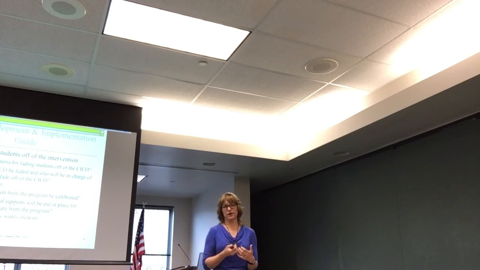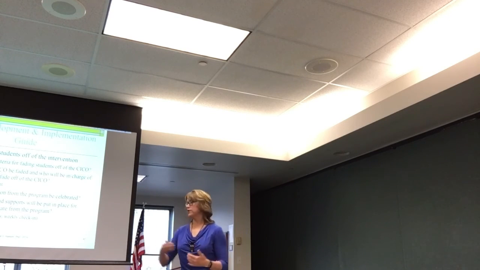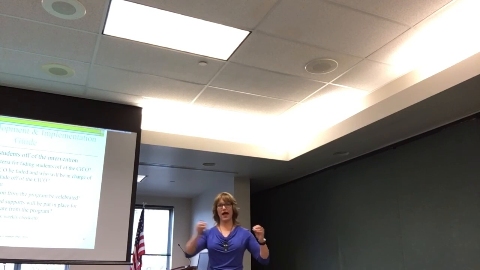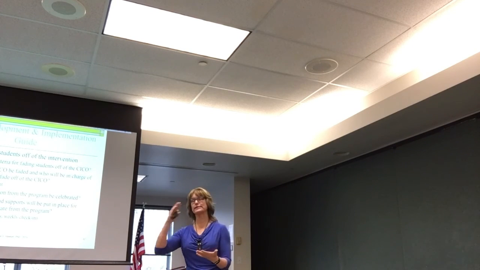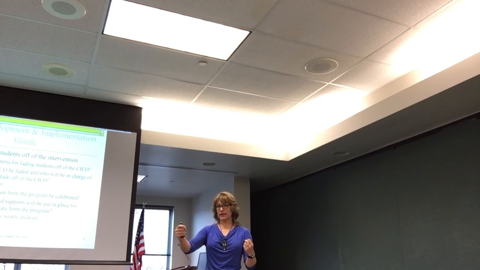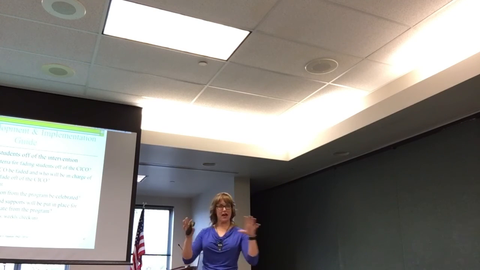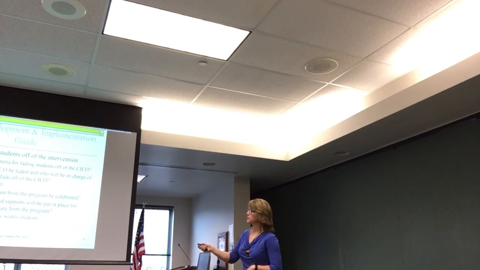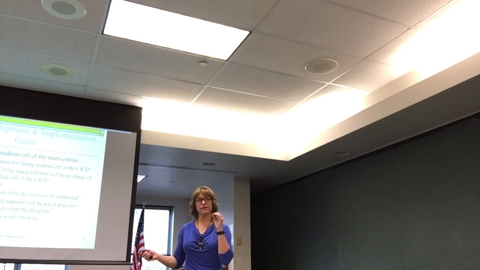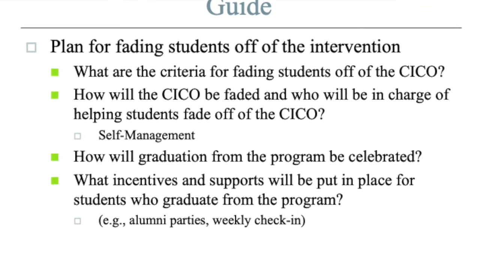That sometimes works better than trying to figure it out monthly. You can decide on that. But you have to come up with a criteria for how long, and don't make it consecutive. It doesn't mean that for 20 school days in a row, this kid got above 80. They'll never make it. They'll never get off. So it has to be an average across a certain period of time. And then the question is, will you ask them to self-monitor or self-manage to fade them off?